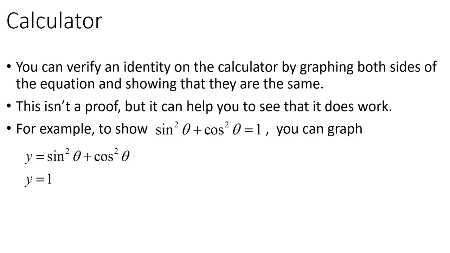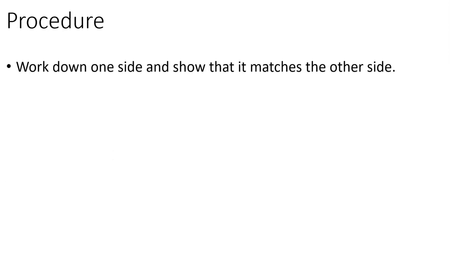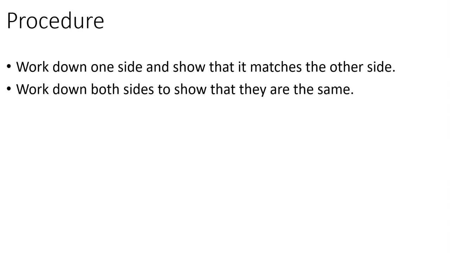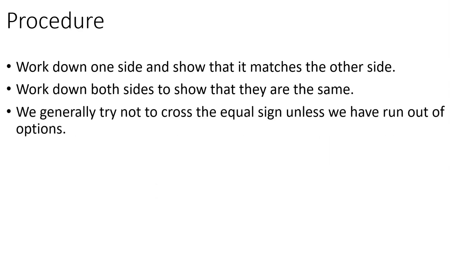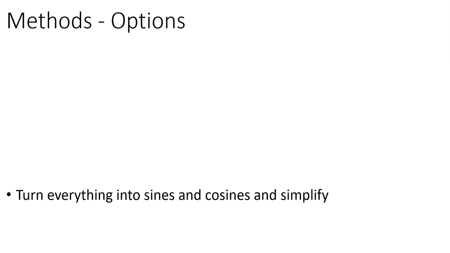We're going to verify things algebraically by doing what? Well, you're going to end up with two things that are equal, and your goal is to work down one side of the equal sign and show that it matches the other side. You can actually work down both sides and get them to match each other. We generally don't try to cross that equal sign unless we absolutely have to, if there's nothing else that you can think of. I mean, if you're running a test question or something like that and you can't figure out any other way to do it, then yeah, you can cross the equal sign. I'm sure the textbook does it a couple of times too, but generally we try not to cross that equal sign unless we've run out of options.